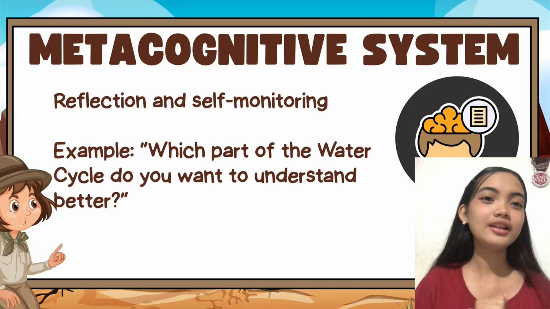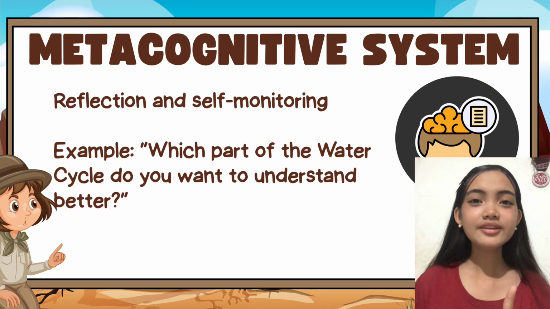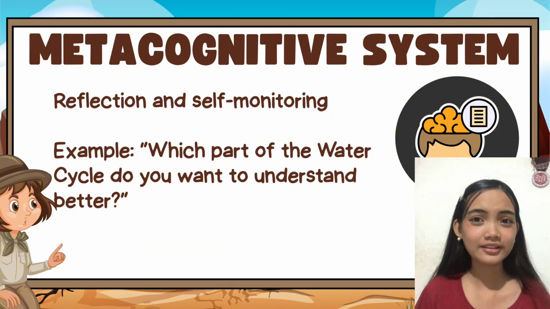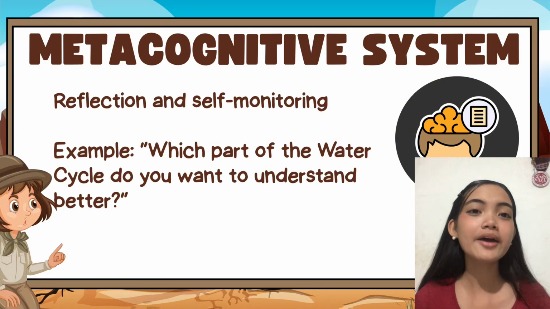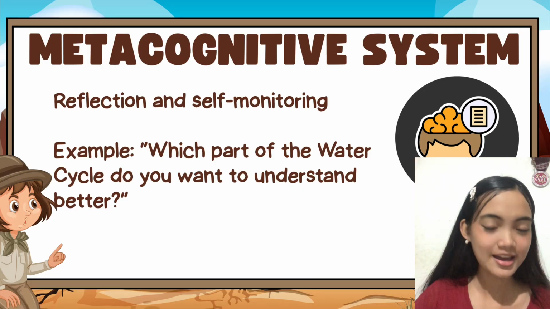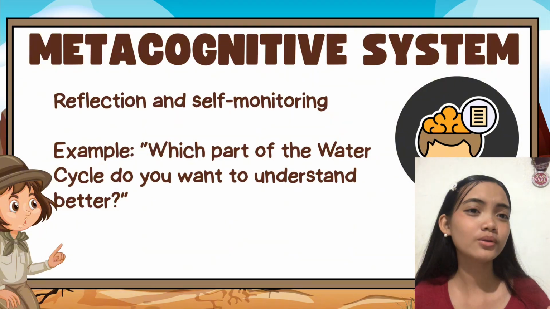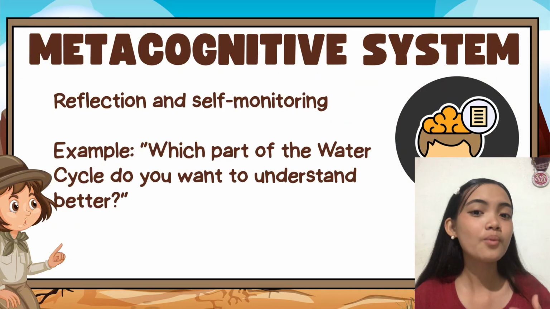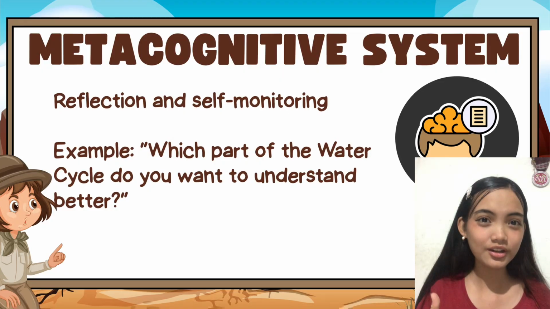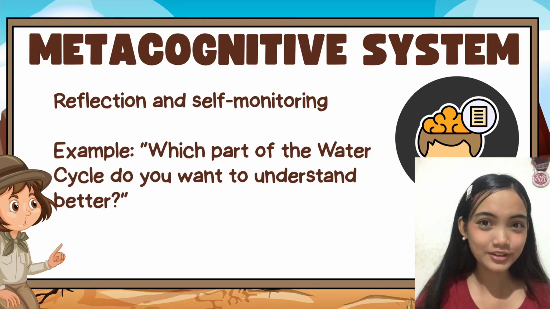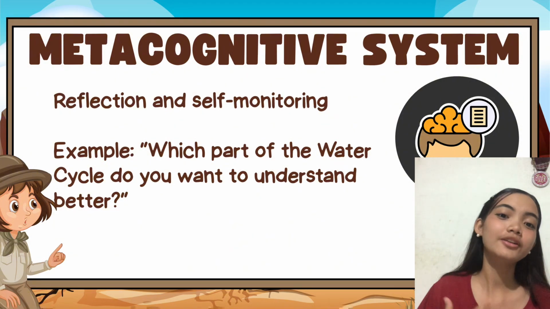The fifth level is the metacognitive system. This is where learners reflect on their own learning, set goals, and monitor progress. I can ask students, which part of the water cycle do you want to understand better? How will you check if you have mastered it? This encourages them to think about their learning process.